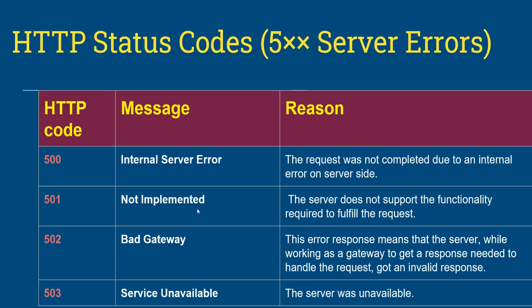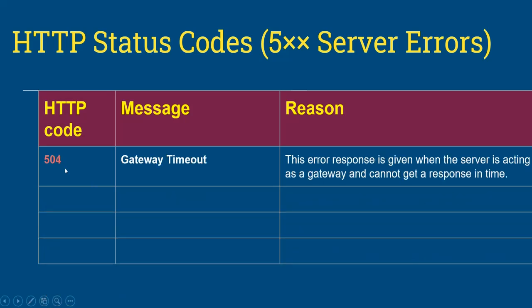Not implemented, 501: the server does not support the functionality required to fulfill the request. Bad gateway: this error response means that the server, while working as a gateway to get the response needed to handle the request, got an invalid response. 503 means service unavailable. The server is not available for some time, like if there are any issues or downtime on the server side, you will get 503. Okay, likewise we have another one, gateway timeout. These are all the normal errors.